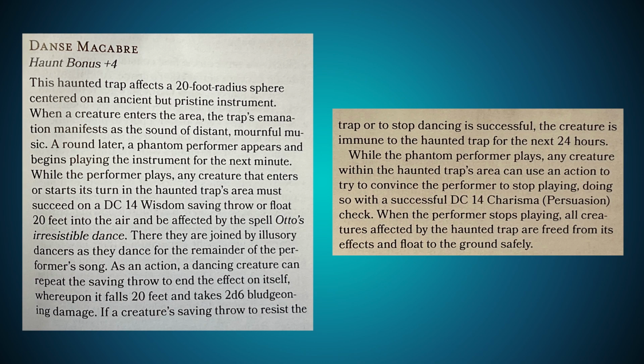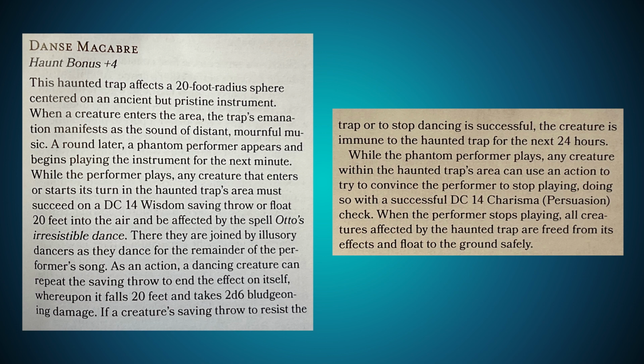Dance Macabre has a haunt bonus of +4. This haunted trap affects a 20-foot-radius sphere centered on an ancient but pristine instrument. When a creature enters the area, the trap's emanation manifests as the sound of distant, mournful music. A round later, a phantom performer appears and begins playing the instrument for the next minute.